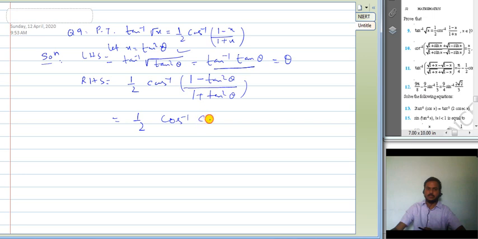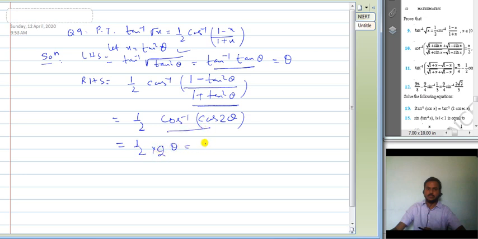So this is equal to half cos inverse (1 minus tan square theta) by (1 plus tan square theta). It is the formula for cos 2 theta. So cos 2 theta has another formula, that is 1 minus tan square theta divided by 1 plus tan square theta. So it is equal to half. This is cos inverse and cos, they are together, so the answer will be 2 theta, and half and 2 are getting cancelled, and at last I will get theta. Therefore I will have LHS equal to RHS, and the things are proved.